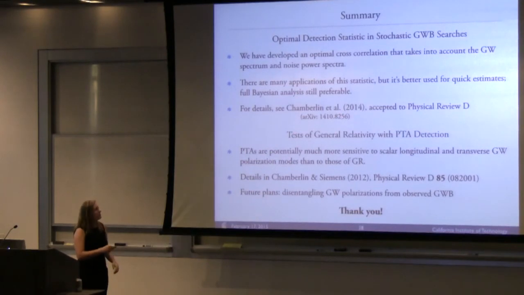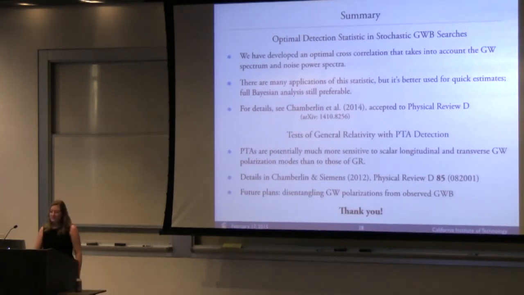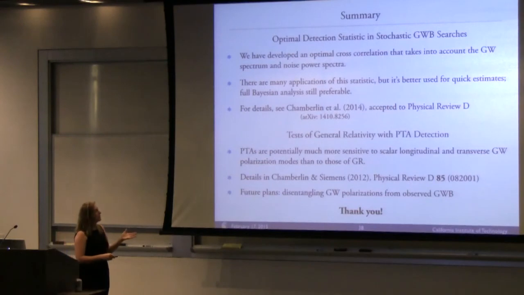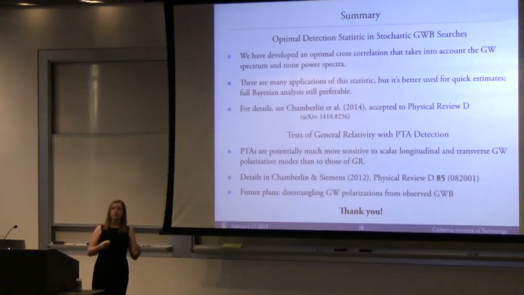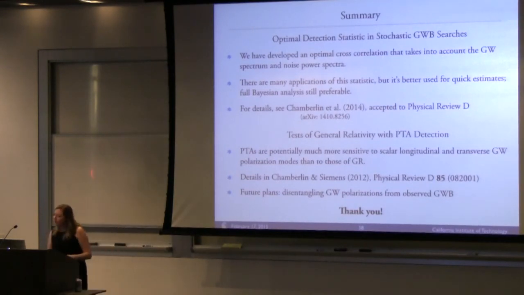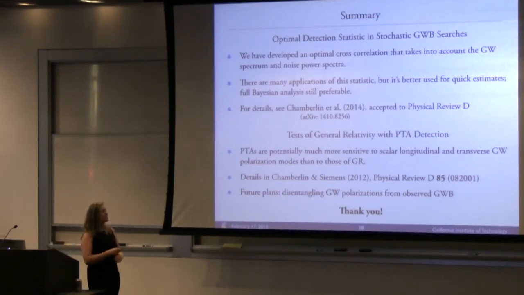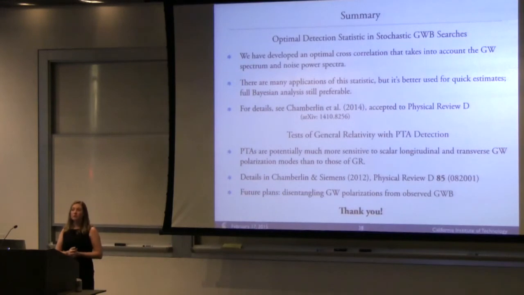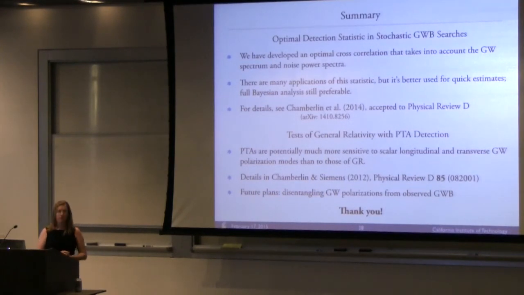And then in the second half of this talk, we talked about how pulsar timing arrays are potentially much more sensitive to non-transverse gravitational wave polarization modes than to those of GR. And so that gives us a wonderful sense that when we start to make detections from our arrays, we can really strongly put some tests on general relativity and constrain other metric theories of gravity. If you're interested in considerably more details, please see our paper.